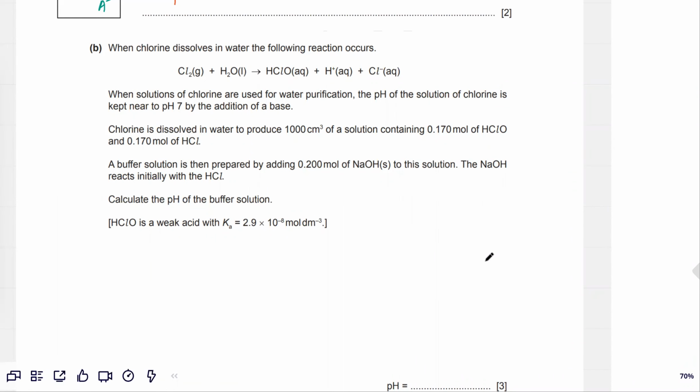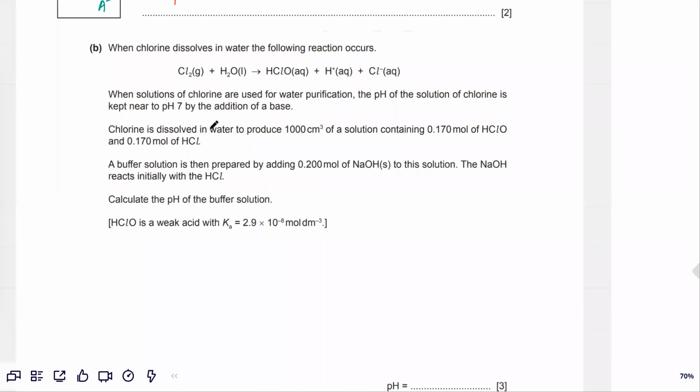So this question is, okay, there's a reaction that's going on, and he's saying when solutions of chlorine are used for water purification, the pH of the solution of chlorine is kept near to pH 7 by the addition of a base. Chlorine is dissolved in water to produce 1000 cm3 of a solution containing 0.170 moles. So it contains 0.170 moles of HClO and 0.170 moles of HCl.